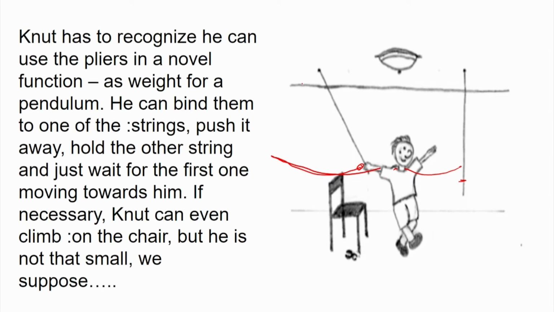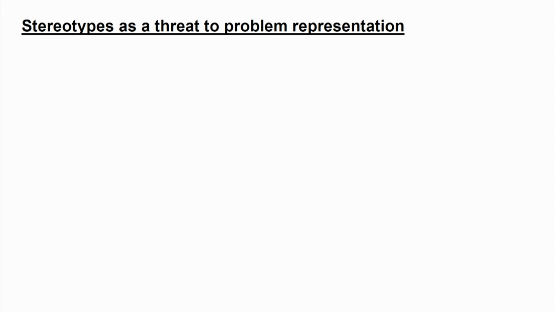So, he has to recognize that he can use the plier in a novel function, as a weight for the pendulum. This is the swing that it will do. So, tie the plier here, it will function as a pendulum, and you can go ahead and solve the problem. What people do not realize is that the plier is used for mechanical things, for tightening screws and all, and so you do not realize that the plier can also be used as an object for swinging, for making a pendulum. The problem arises from the fact that you are functionally fixated by certain functions of these objects.